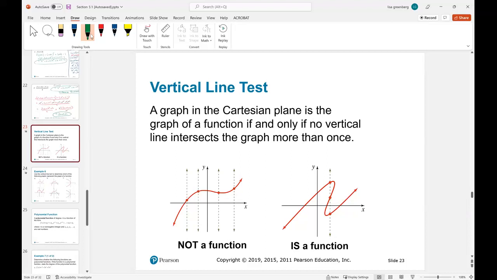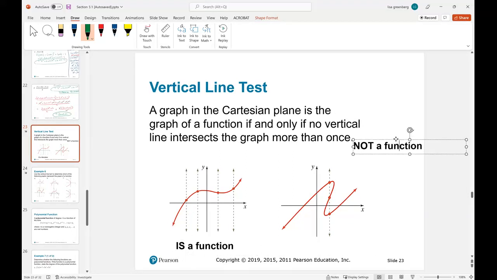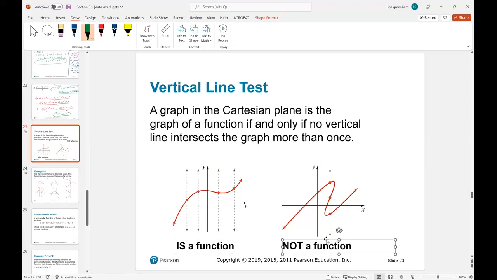Well, maybe not. So we have a vertical line test. So if we want to find whether something's a function and we have a graph, these are backwards. So sorry, this is a mistake. This is a function and this is not a function.